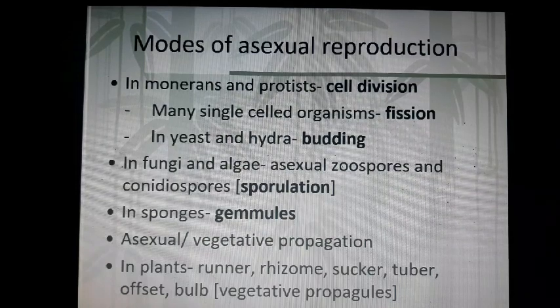In the next lecture we would be doing the details of modes of asexual reproduction.